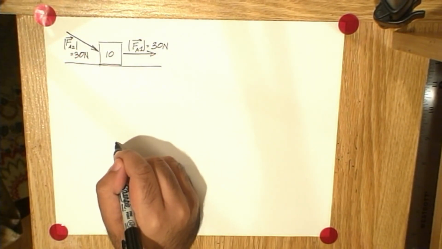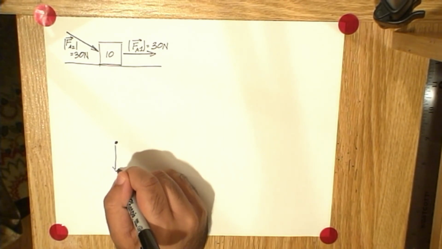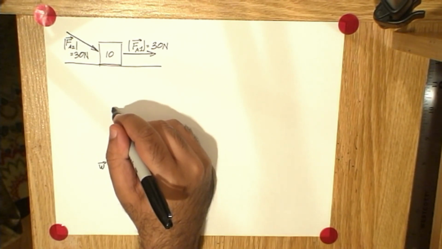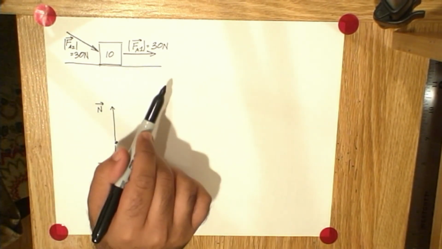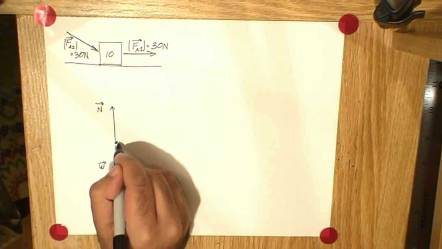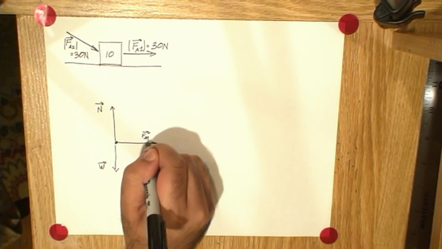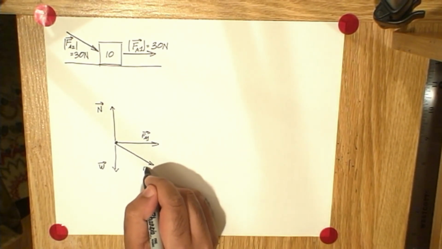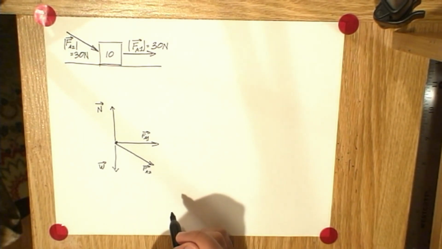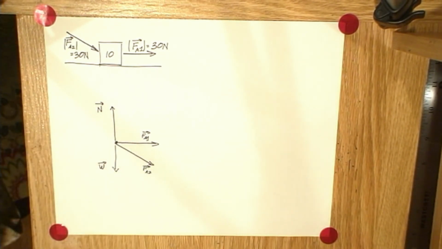Now, let's draw a free body diagram. This object is going to feel the force of weight pointed downwards. It's going to feel a normal force pointed upwards. There's no friction to take care of, so the only two other forces it's going to feel are the two applied forces. So we have our first applied force, FA1, and our second one, FA2. Now that we've gotten this far, these are now all of the forces that are acting on this block, so we are ready to set our axes.